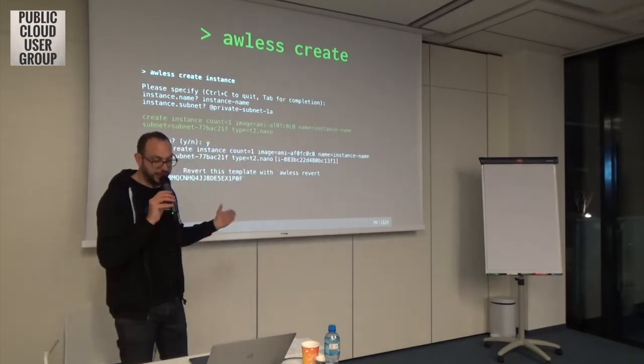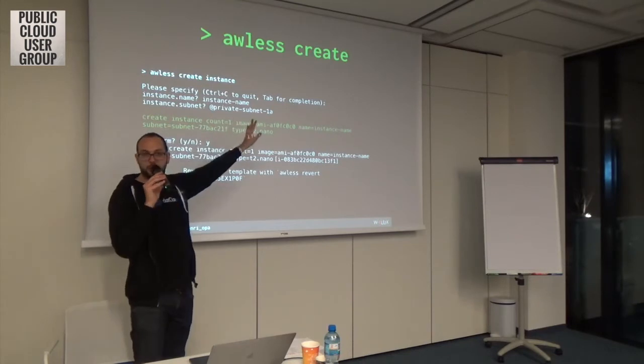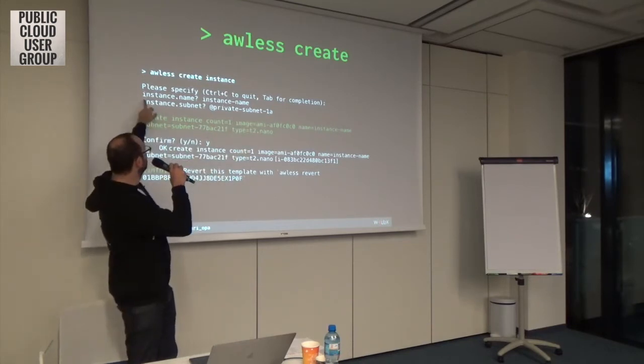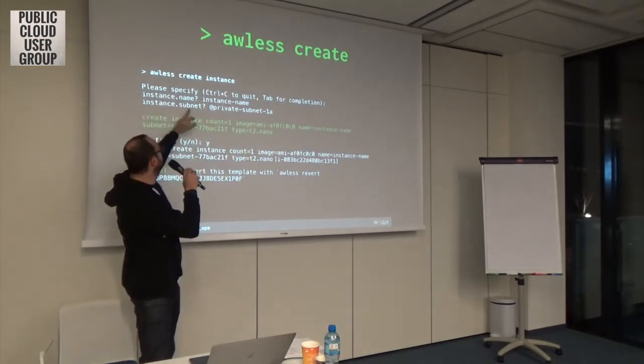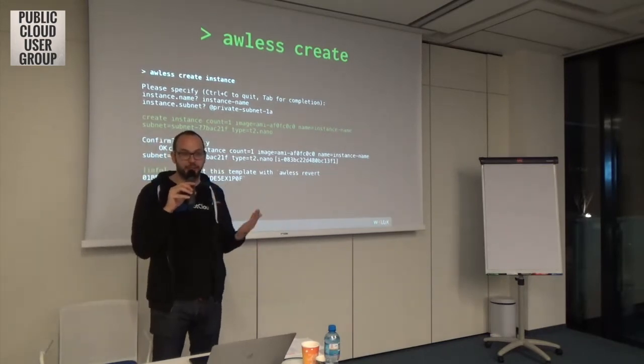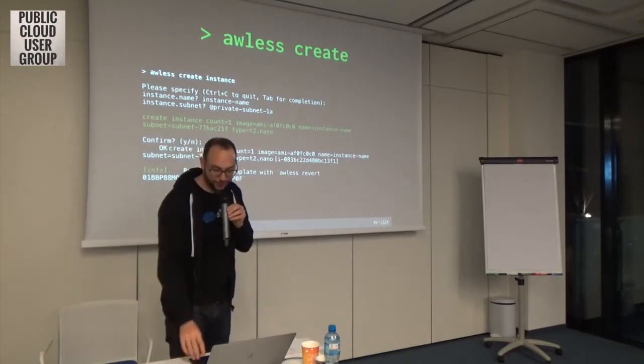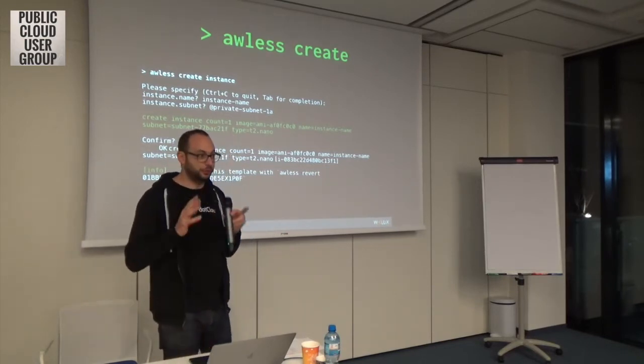If you don't specify anything, you just say AWLESS create instance, no parameters on the command line, then with auto-completion, it will ask for the name and the subnet, which are the missing information required to create that instance. And then the rest is the same. So you have the choice.